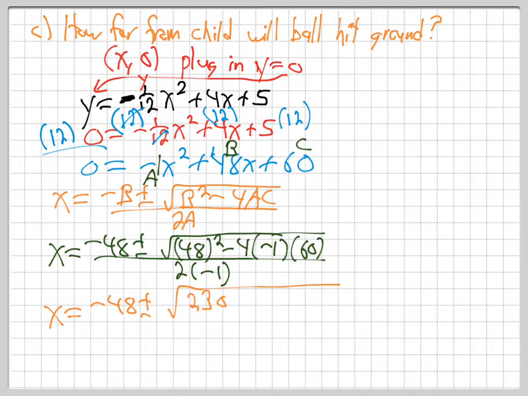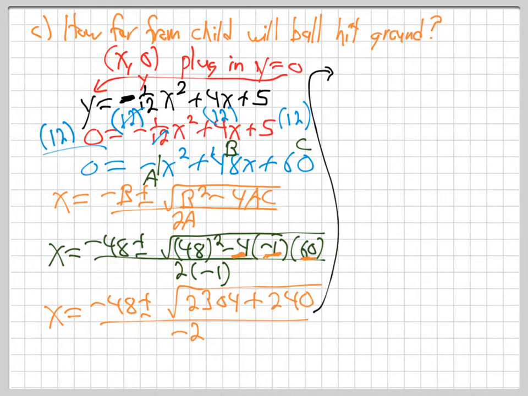2304. Now plus, because it's minus times plus. Two minuses make plus. 4 times 6 is 24, so 240 over negative 2. All right, this is getting messy. And we come up here, so this is x equals negative 48 plus or minus the square root of plus 240. So I'm getting 2544 all over negative 2.